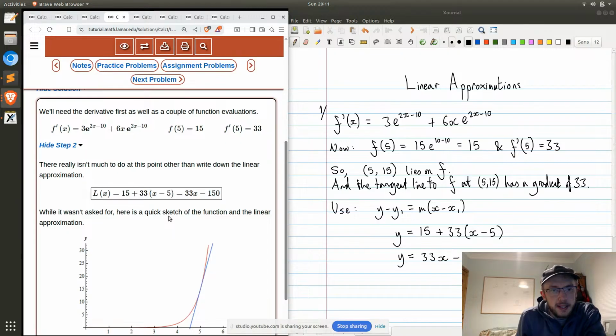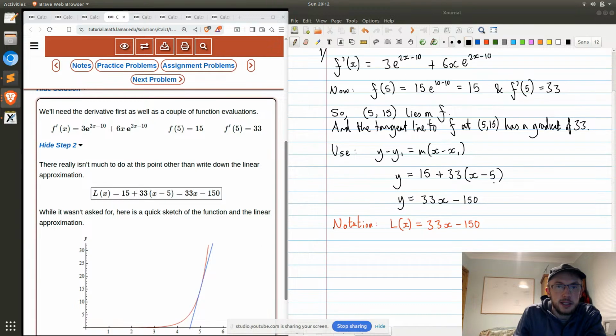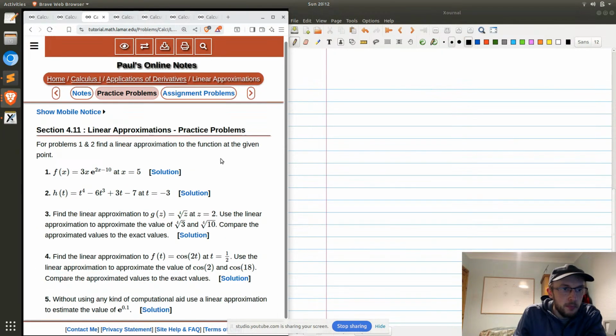All right, so I guess the notation, I'll do this in red just so it sticks in my mind better. I guess we use capital L for a linear approximation. It's really just a tangent to the function at that given point, isn't it? Next one.